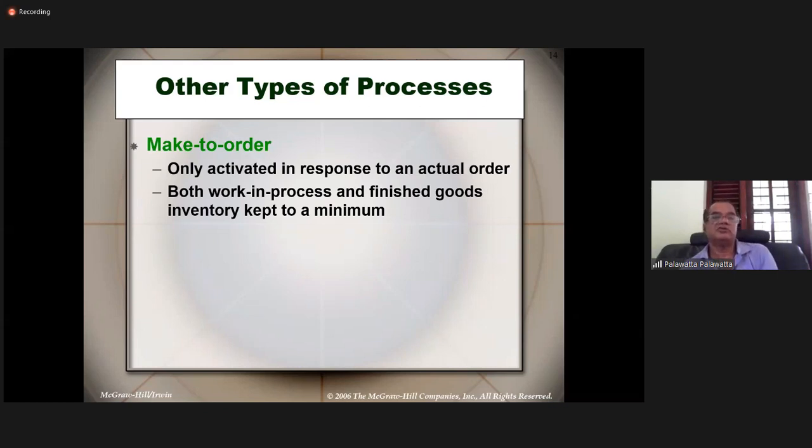Other types of processes: you have make to order. Make to orders are only activated in response to an actual order. So without an order, the production process is not working. For example, in the just-in-time methodology, once you get an order, the order is supplied from the inventory.